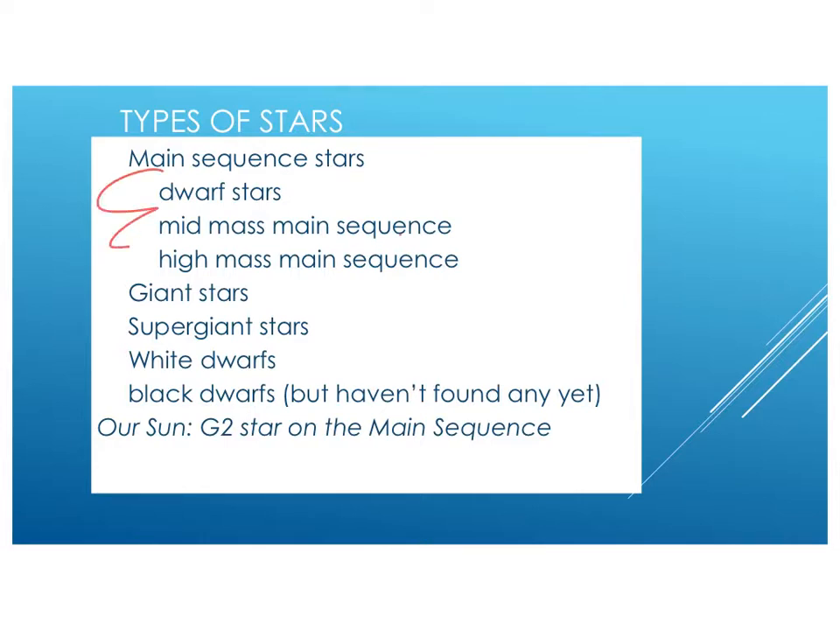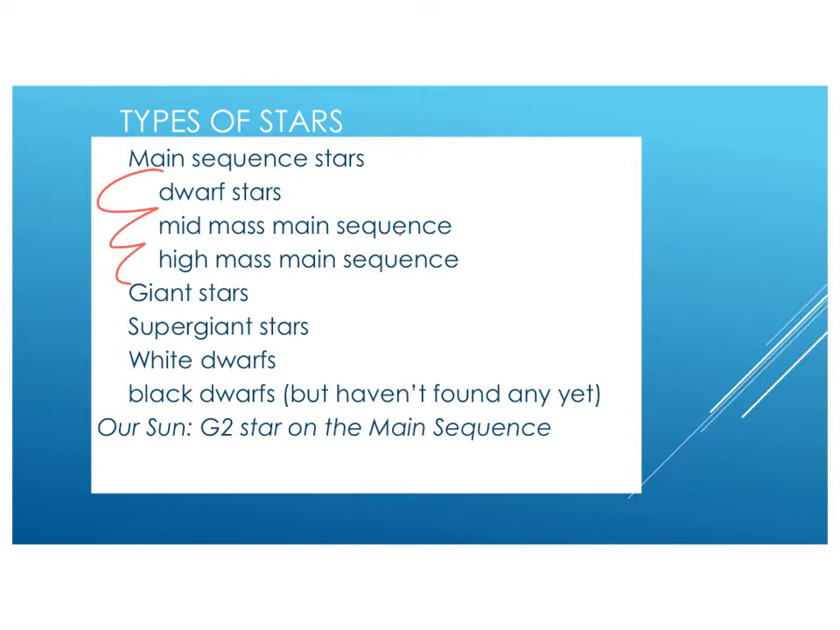This we could think about as the middle of a star's life. Just like people have a middle age, this is the middle age of a star. If you think about the middle age of your life as being from approximately 18, 20 years old when you enter adulthood to the time before you are elderly, that's about 90% of your life. So we can have dwarf stars, medium mass main sequence stars, and high mass main sequence stars.